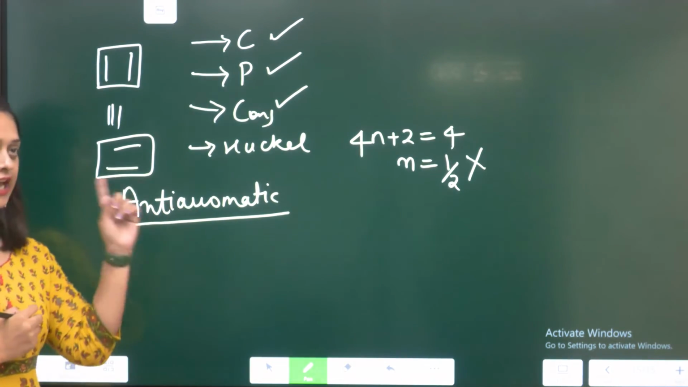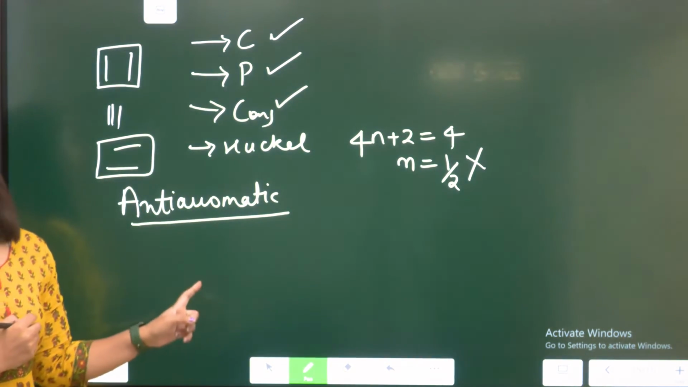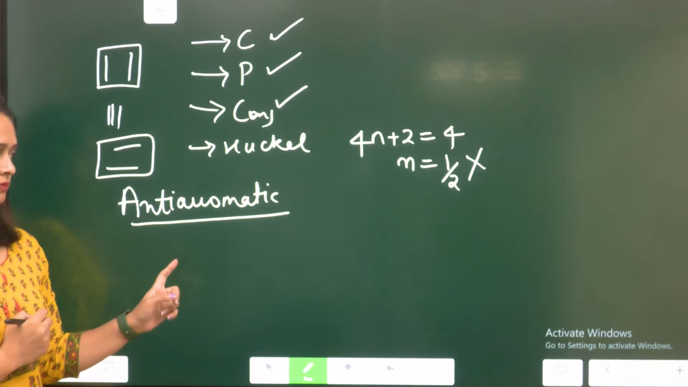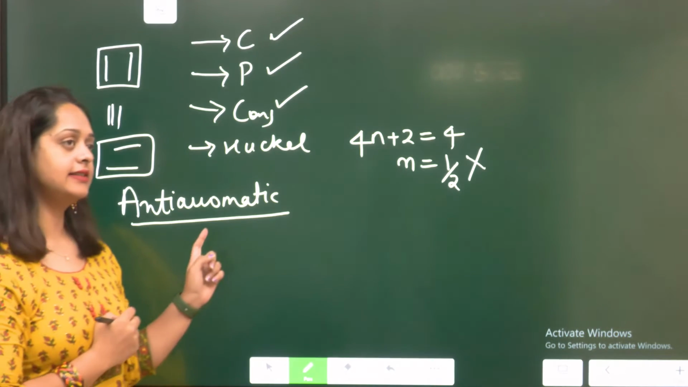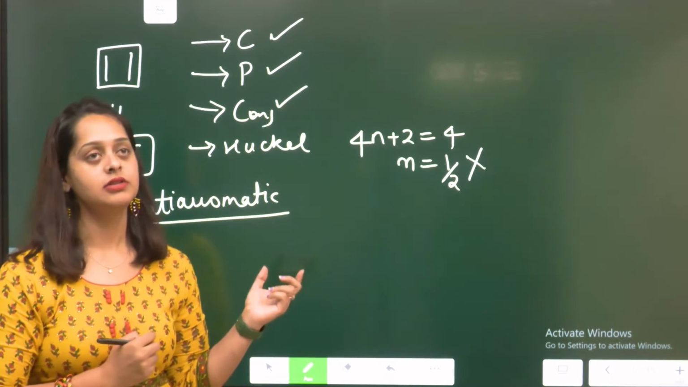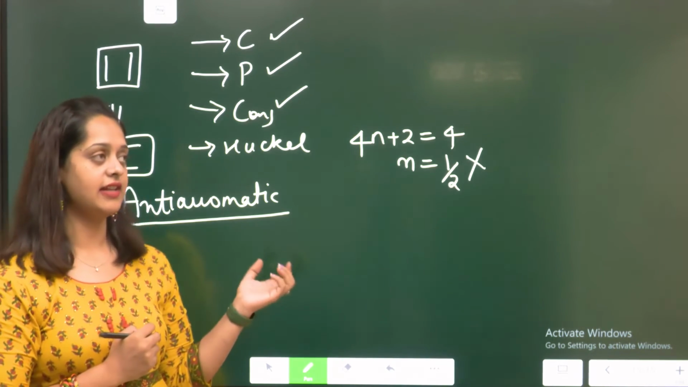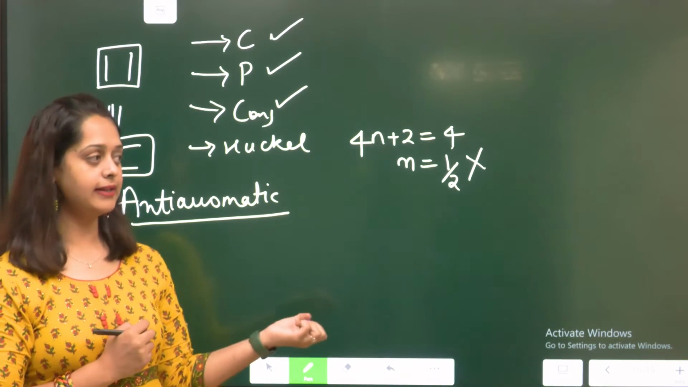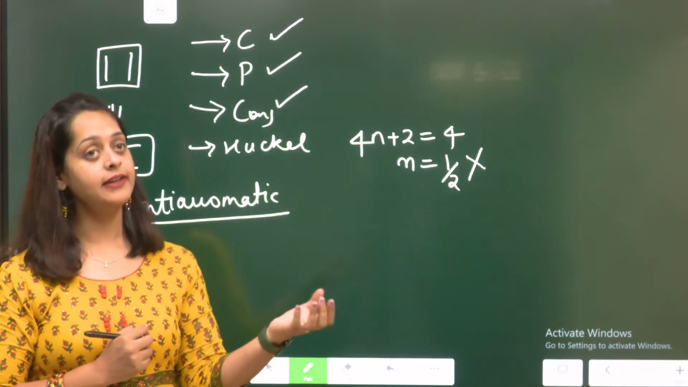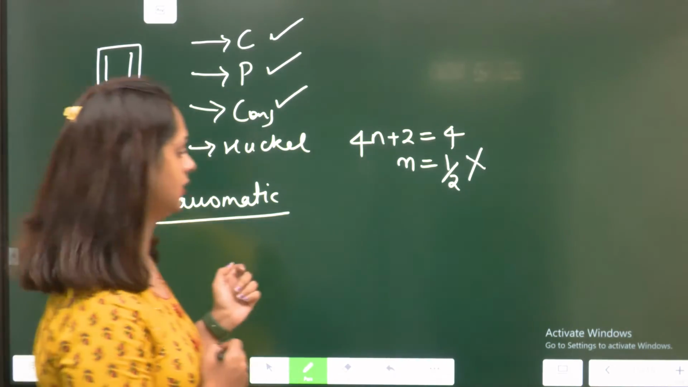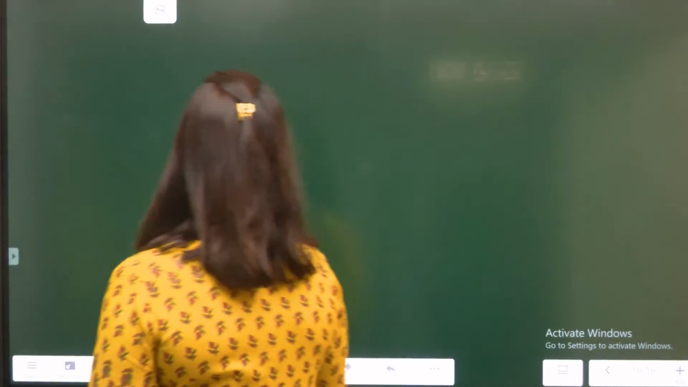Okay, so we did aromatic, we did anti-aromatic. So the question has 3 different parts sometimes. For the aromatic compound, Huckel's rule, when we study, we classify them into 3 different categories. What are they? Aromatic, anti-aromatic and non-aromatic. So let's see the third category as well. How is that third category?